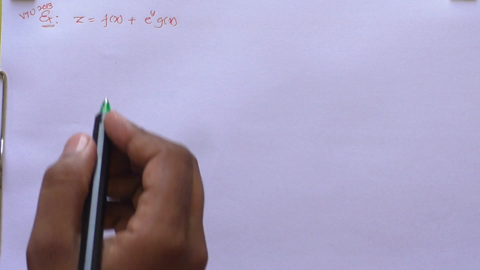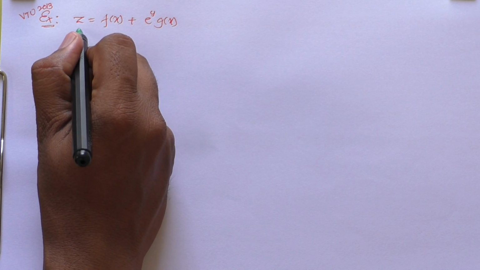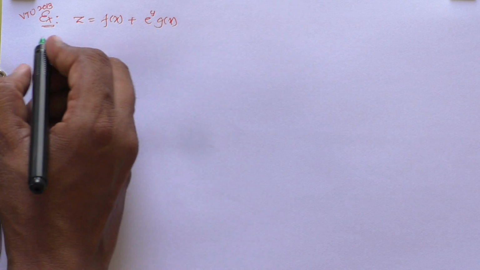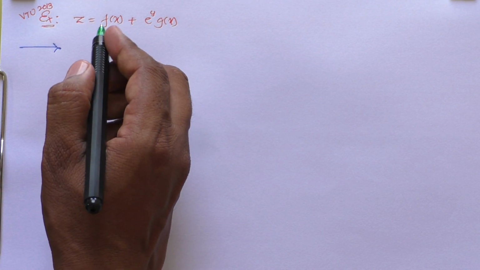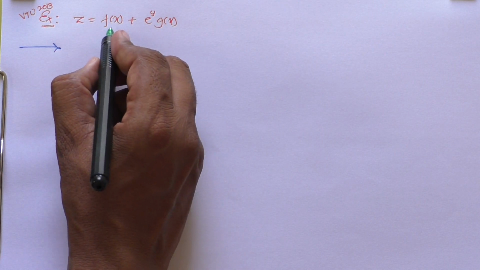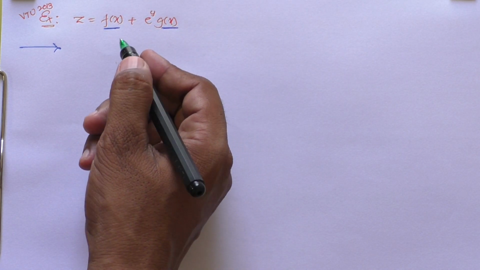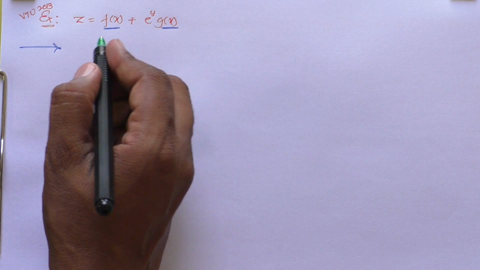Now let us solve another problem, that is form PDE by eliminating f and g from z equal to f of x plus e raised to y g of x. So this was given in VTU 2013 exams. So now what we can do is differentiate. It has two arbitrary functions, f and g. If two arbitrary functions, you need to go for first order as well as second order partial differentiation.